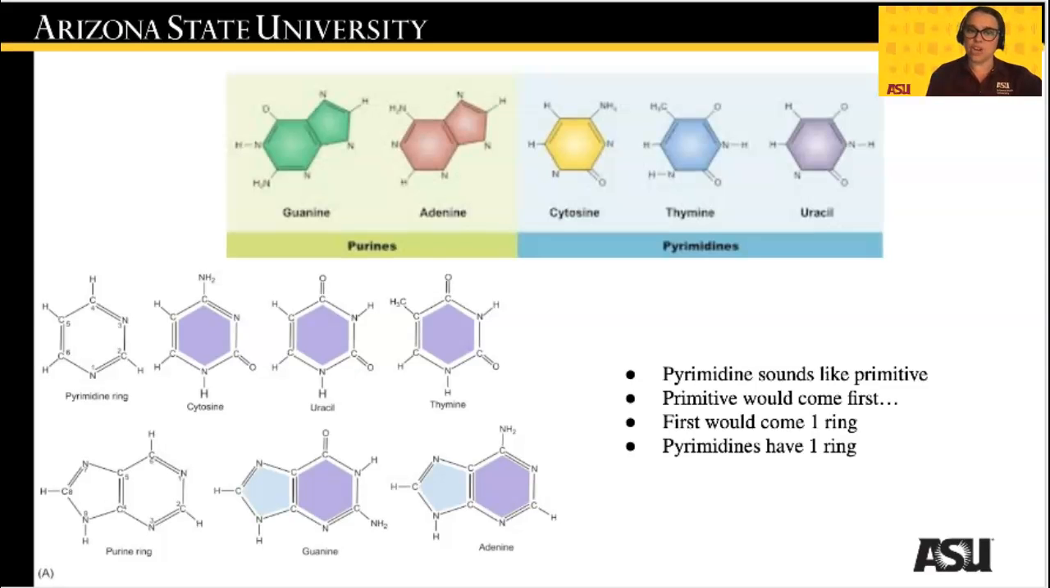There are 5 nitrogenous bases. 3 of them are pyrimidine. We have cytosine, thymine, and uracil. The other 2 nitrogenous bases are purines. They are guanine and adenine.